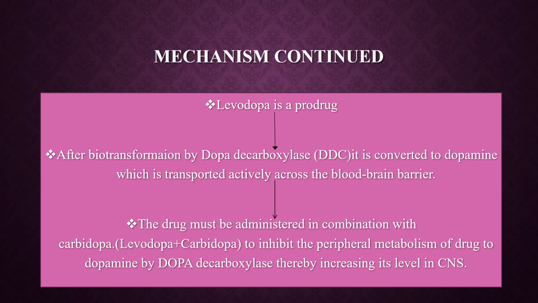If it is getting metabolized peripherally, unwanted side effects like nausea, vomiting, and mainly cardiac arrhythmias and hypotension will occur. So this is the main mechanism of action of levodopa. It is always given in combination with carbidopa.